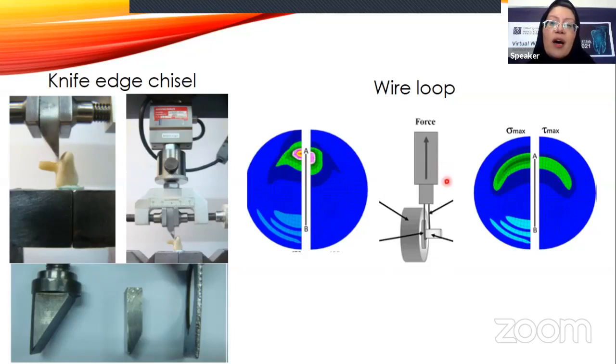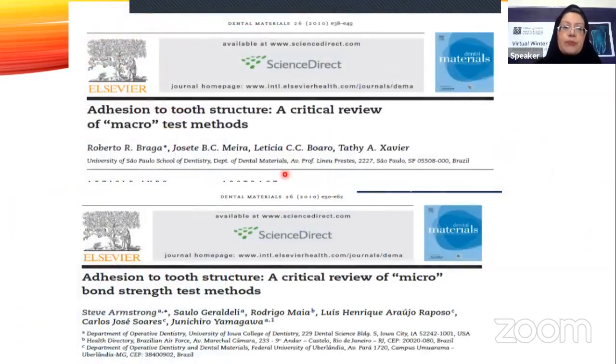This is the wire loop test method. In the wire loop test method, we have two adherents. Here is adherent 1. Here is adherent 2. We loop a wire around adherent 2 and apply a force upward and measure the bond strength. For a knife edge chisel, we apply the force downward. And it is claimed that the stress distribution in the wire loop is more uniform than in the knife edge chisel.